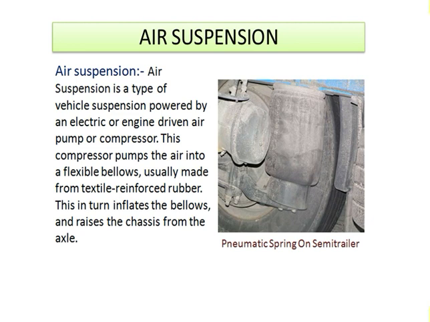So what I have told is that air suspension is a type of vehicle suspension powered by an electric or engine driven air pump or compressor. This compressor pumps the air into a flexible bellows, usually made from textile reinforced rubber. This in turn inflates the bellows and raises the chassis from the axle. Generally two types of air springs are used. One is the bellows type spring and another one is the piston type spring. Both have been employed in a wishbone type independent suspension system.